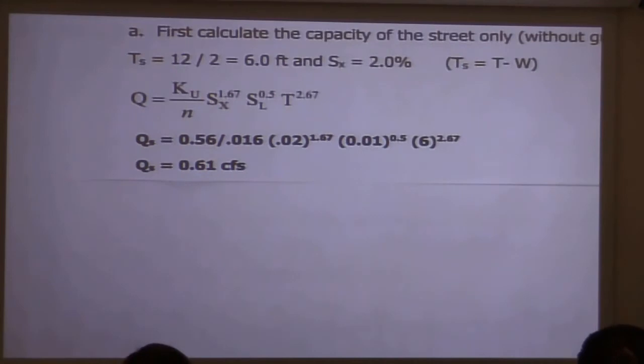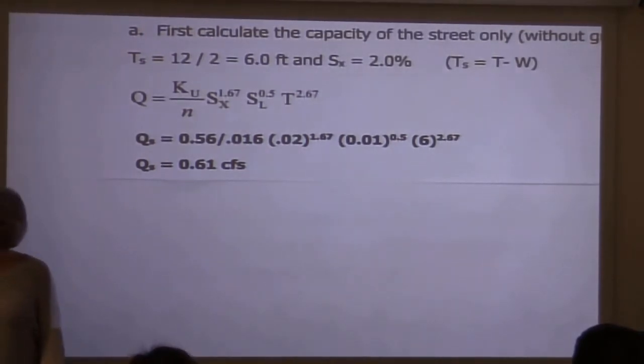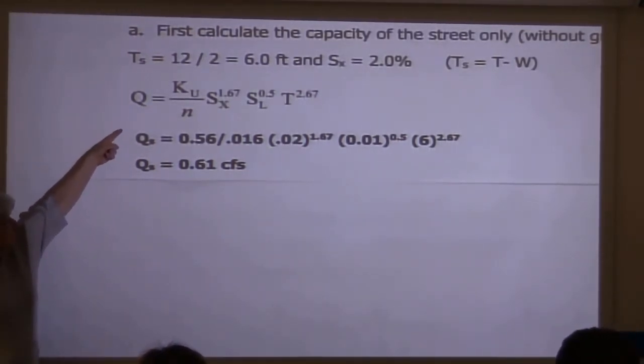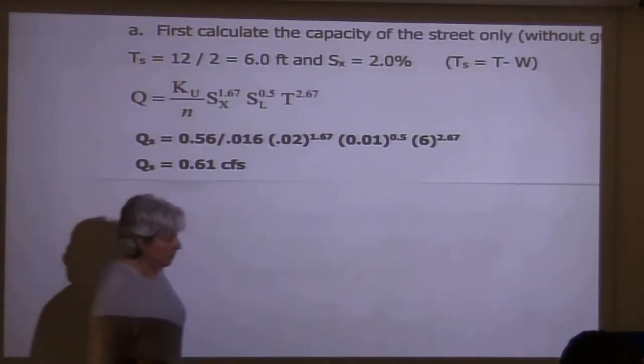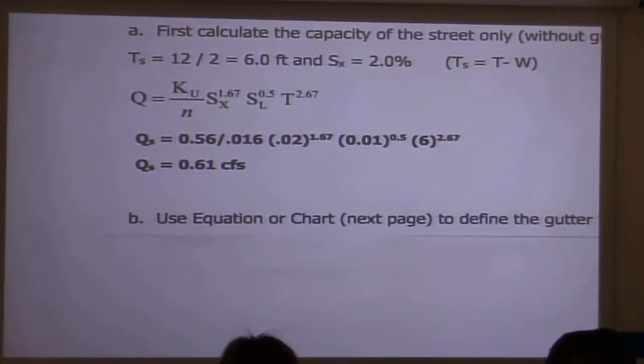Do you understand what we're doing here? As I was saying over here, we want to find out what was just happening here, and so that is our Qs. We put Qs into that equation and we find 0.61 cubic feet per second. You can use the equation if you're really ambitious, or you can just use the chart and tell me what your gutter flow ratio was.